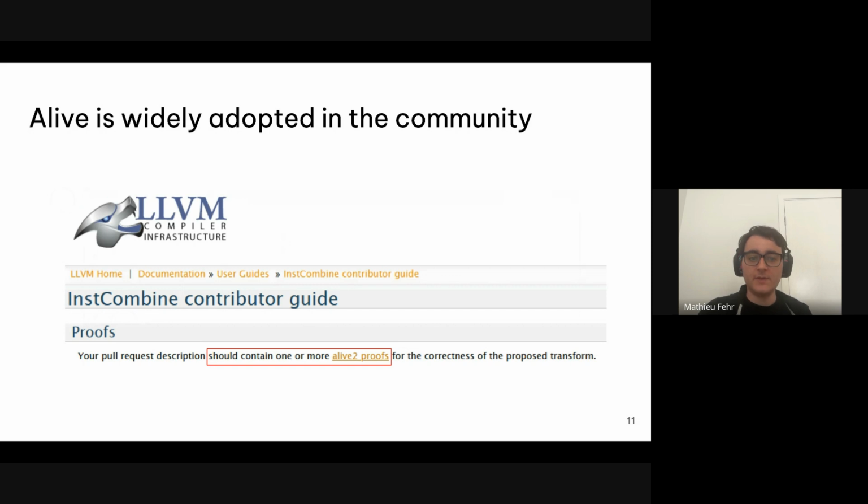It's to the point that if you want to contribute to InstCombine, which is the instruction combiner pass that does these kinds of rewrites, then you need to add one of these proofs, so as to not waste the reviewer's time. We know it's correct, and we know there's not going to be any bug.